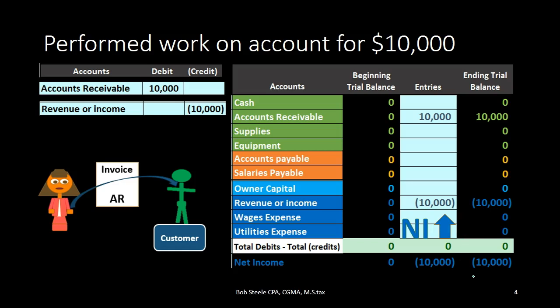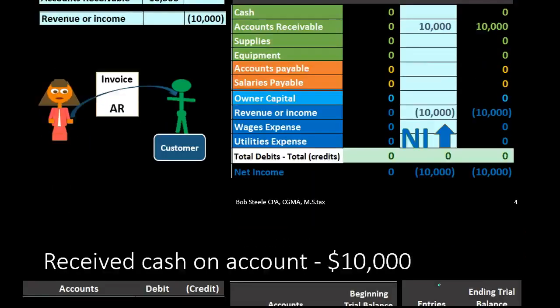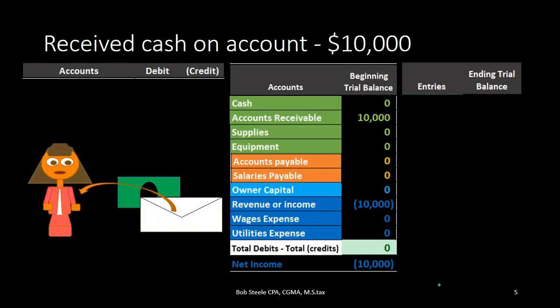Remember that brackets do not mean a negative number for us when considering this in the format of debits and credits. It represents a credit. It represents the credit of revenue over the debits of expenses, by net income of 10,000. Next transaction: receive cash on account 10,000.